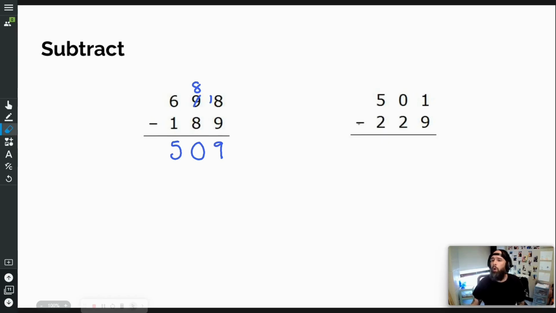How about 501 minus 229? Okay, start all the way to the right. 1 minus 9, can't do it. Borrow from 0. I can't, so let's borrow from 5. Borrow 1 from 5 and make you a 4. Now let's borrow 1 from 10 and make you a 9. 11 minus 9 is 2, write it under the line. 9 minus 2 is 7, and 4 minus 2 is 2, and you end up with 272.